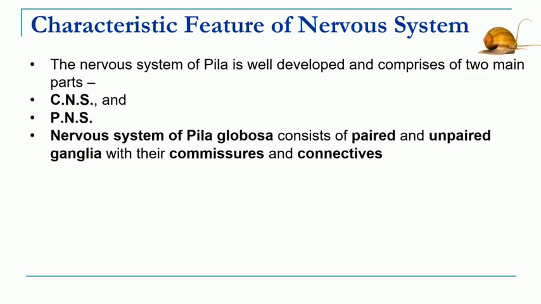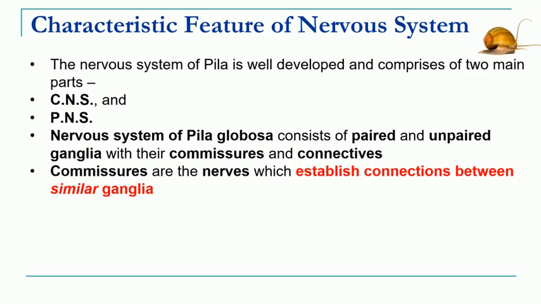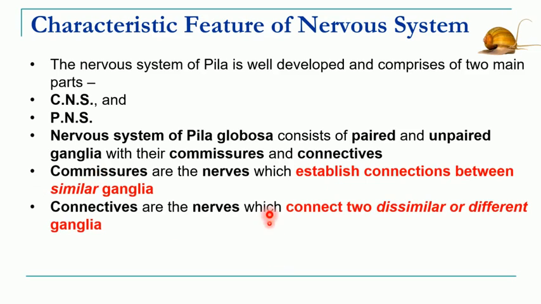So let's understand the meaning of these words. First of all, commissures are the nerves which establish connection between similar ganglion. When two similar types of ganglion are connected with each other, that connection is called a commissure. On the other hand, when two different types of ganglion are connected with each other, that connection of nerve is called a connective. So commissure and connective are nothing but the nerves which connect the ganglion, and there are two types: commissures which connect two similar ganglion and connectives which connect two different ganglion.